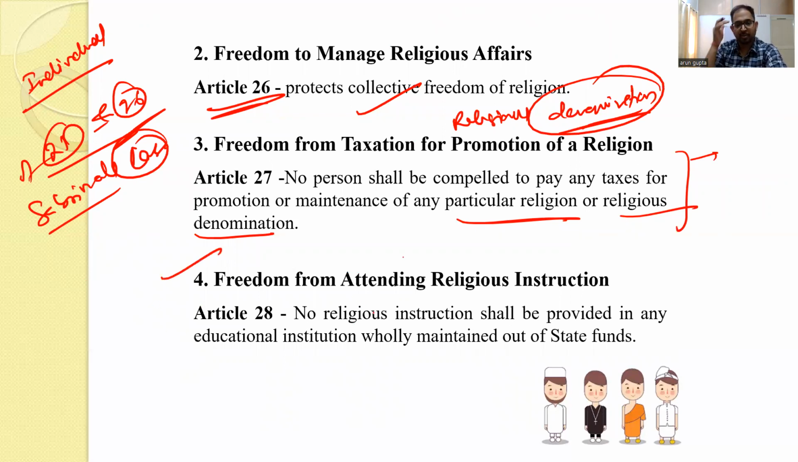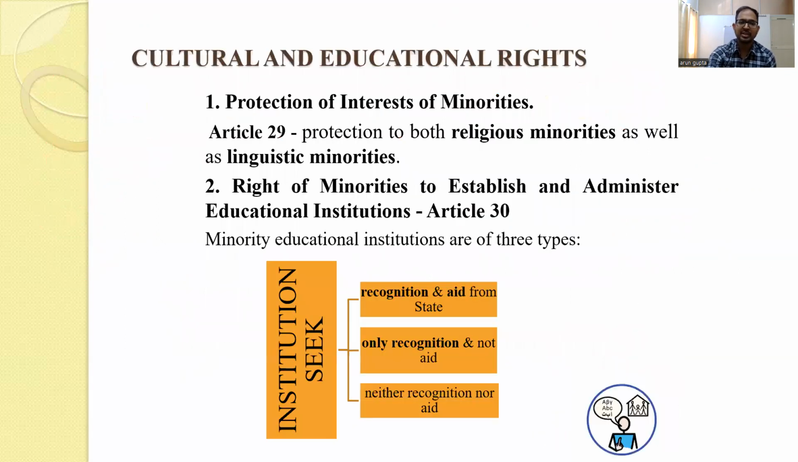Next, freedom from attending religious instructions. No religious instruction shall be provided in any educational institution wholly maintained out of state funds, wholly or even partially. In any educational institution maintained by the state, religious instruction shall not be provided in any form. So these were the fourth set of rights.